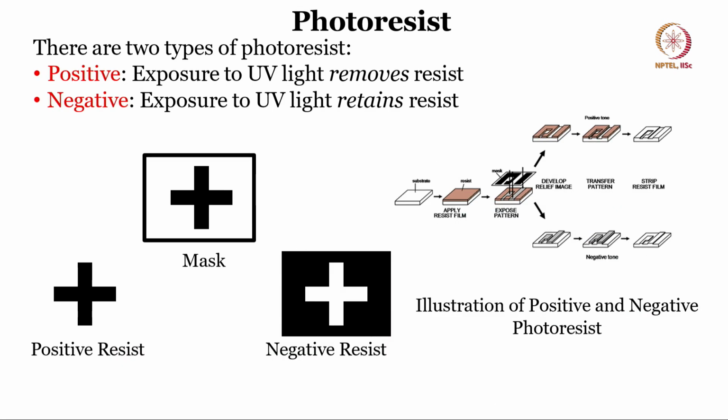There are two types of photoresist, negative and positive. There are two types of mask, bright field and dark field, and you can see that if I have a bright field mask and positive photoresist, the same pattern is there on my wafer. If I have a bright field mask and I use negative photoresist, the opposite of whatever pattern was on the mask will come onto the wafer. The same thing is illustrated in this particular figure as well.